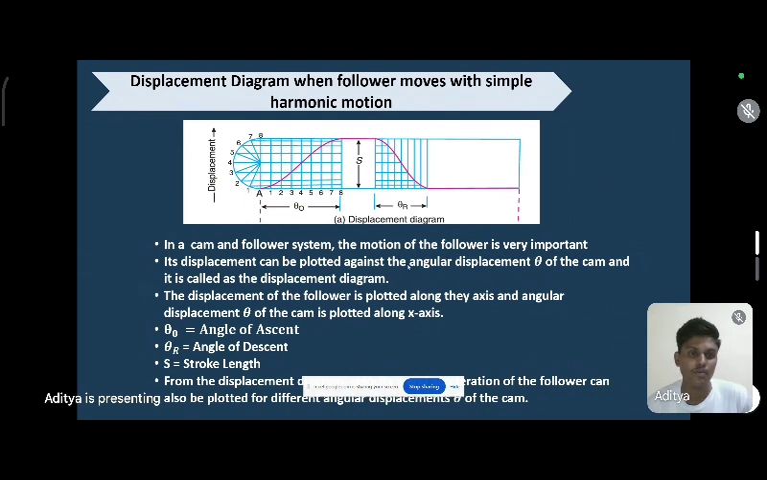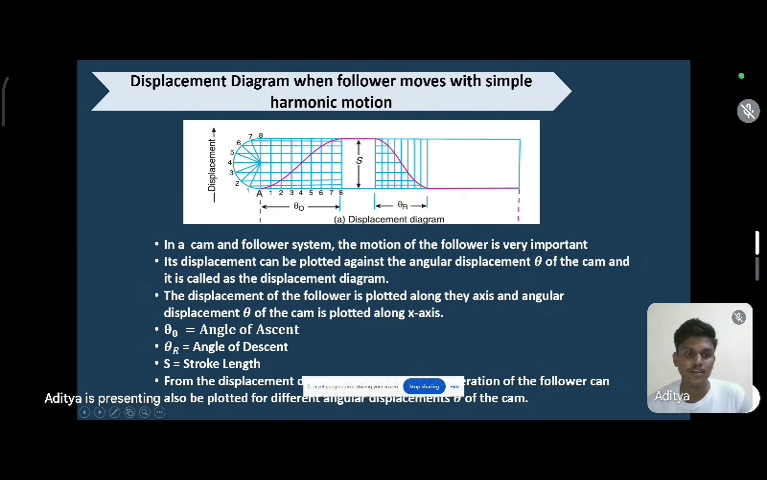Second, displacement diagram when the follower moves with simple harmonic motion. So first one is simple harmonic motion. Draw the diagram. So half circle, 180 degrees, divided into 8 parts. Each part is 22.5 degrees. So draw the perpendicular line from each of the 8 points and intersect the points to connect the path. A to B point is simple harmonic motion path. S is stroke length and theta R is return path.